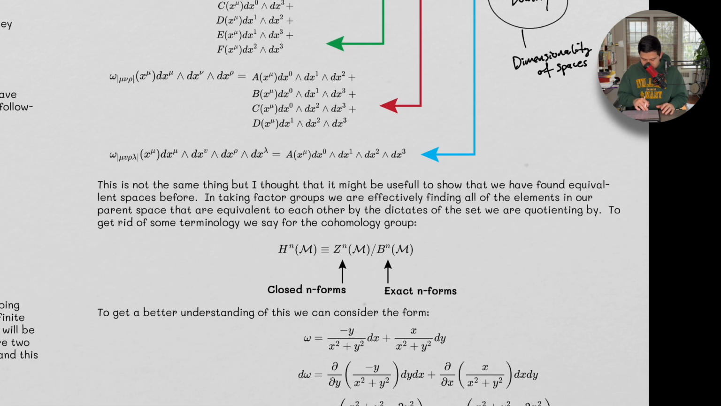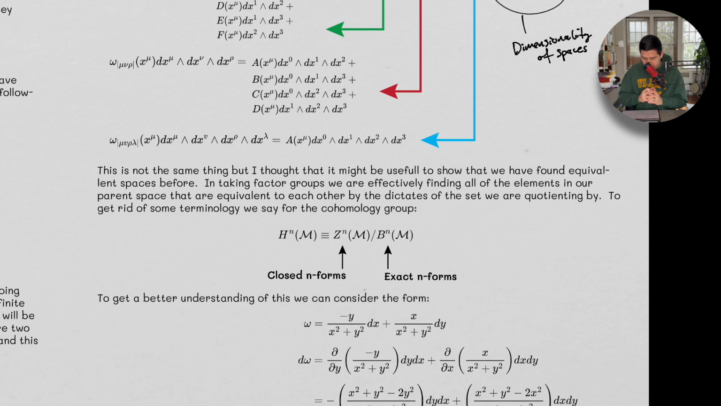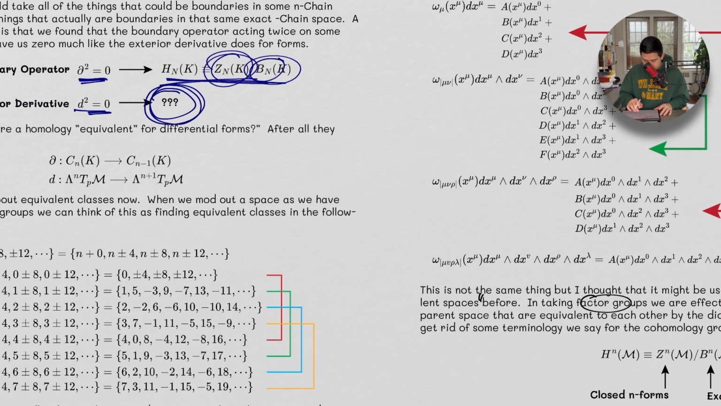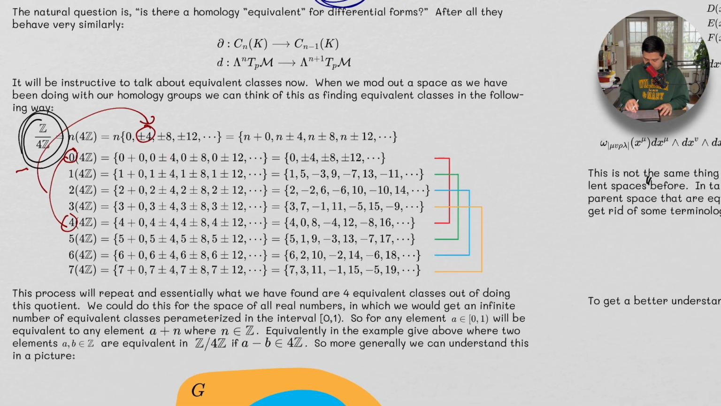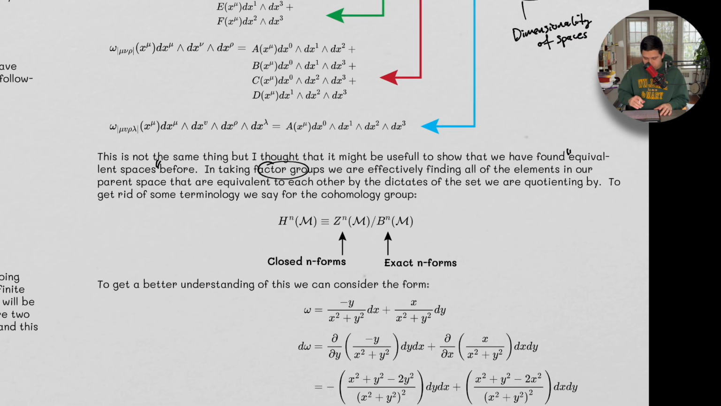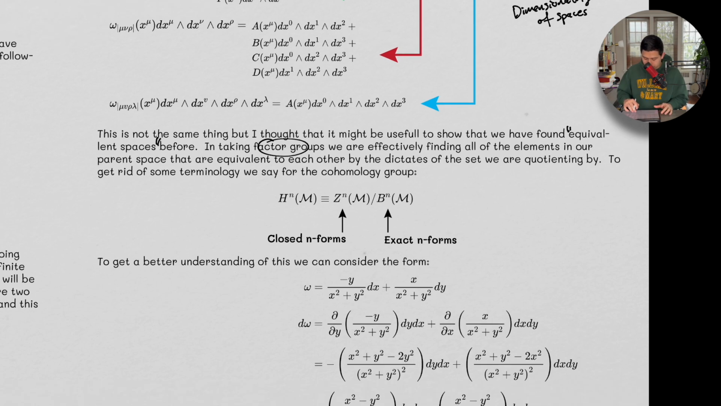So these two things are not the same thing, but I thought it would be useful to show that we have found sort of "equivalent" spaces before. In taking factor groups, we are effectively finding all of the elements in our parent space that are equivalent to each other by the dictates of the set that we're quotienting by. So this is our factor group. We've factored out a set of groups, if you can think of it like that.